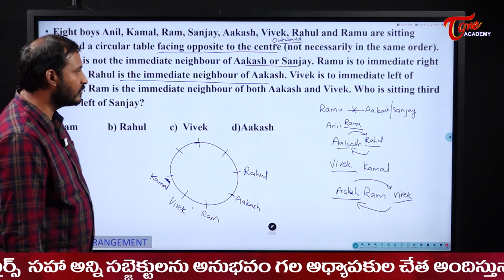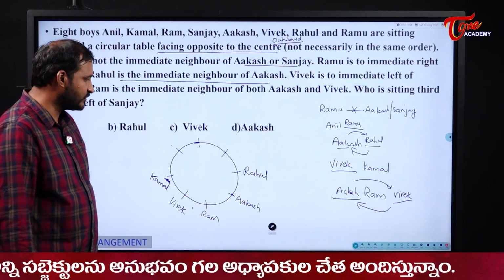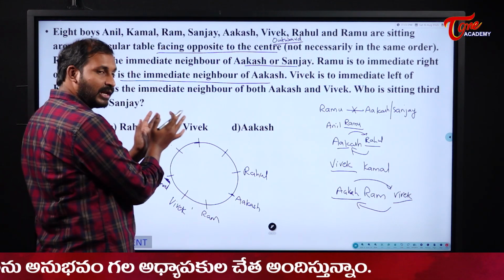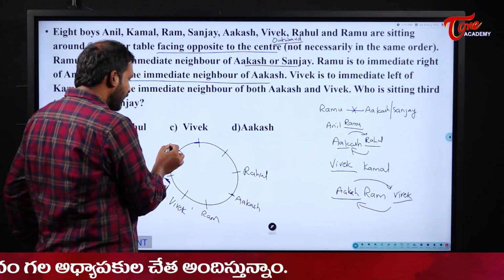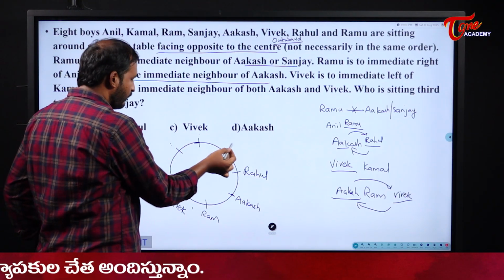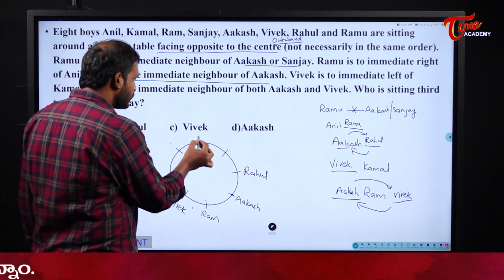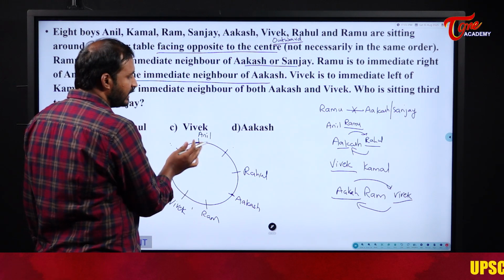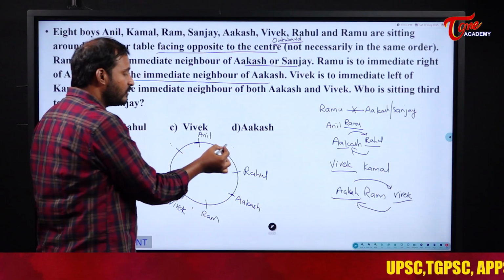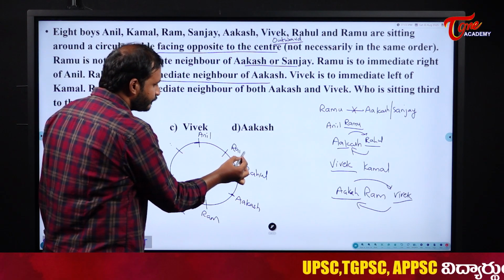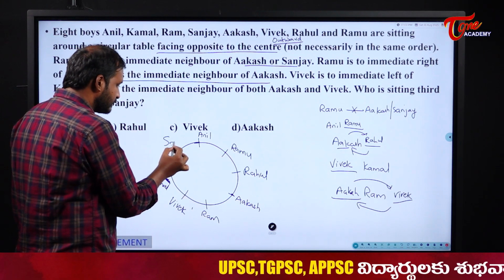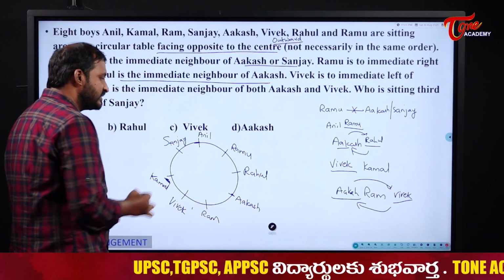Anil's right I should have who? Ramu. Anil's right I should have Ramu. Anil, all are facing outward, right? If I put Anil here, Ramu will go here and obviously Sanjay will come here. But Sanjay is not a neighbor of Ramu. So definitely I should put Anil here. If I put Anil here, outward, right? Outward. So Ramu will go here, and Sanjay comes here. Right? This is the arrangement I can make.